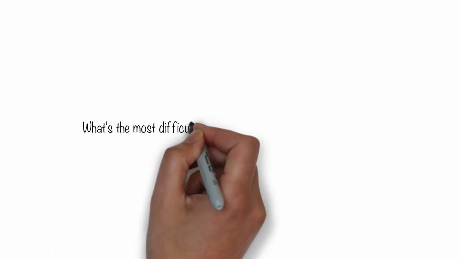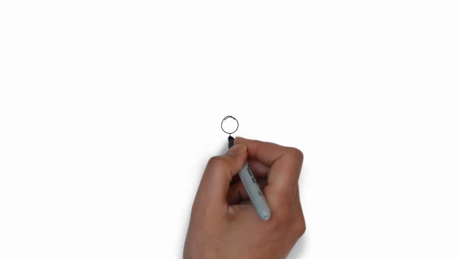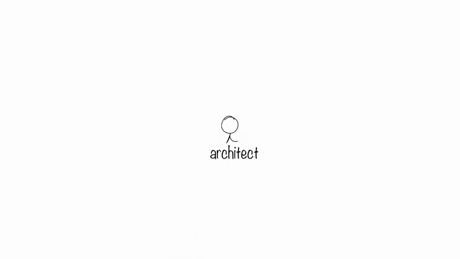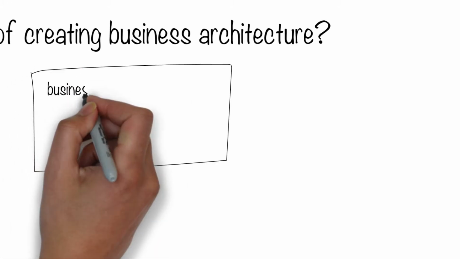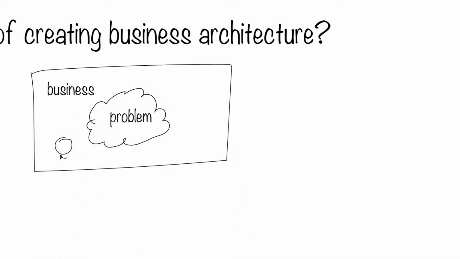What's the most difficult part of creating business architecture? As a business architect, your primary job is to create architecture. But how exactly do you do it? First, you might understand the business problem and the context around it.